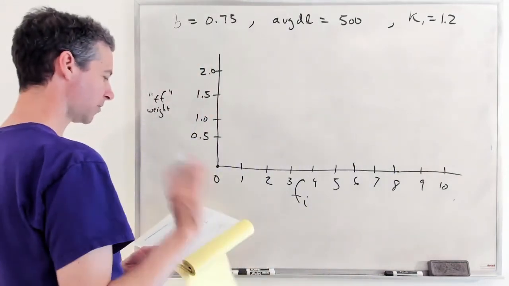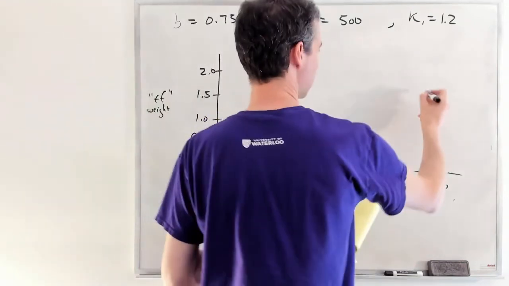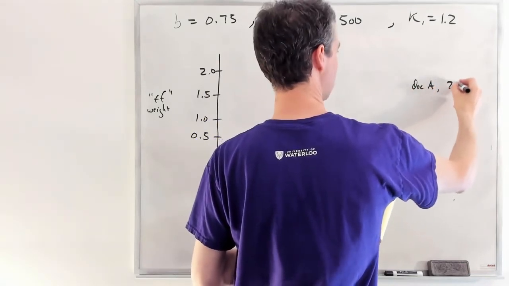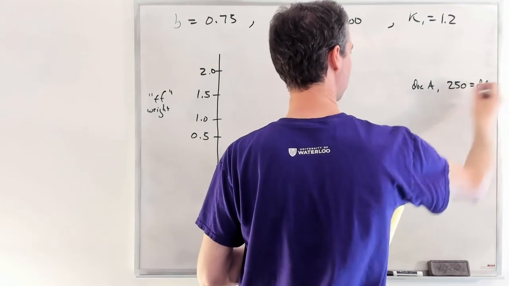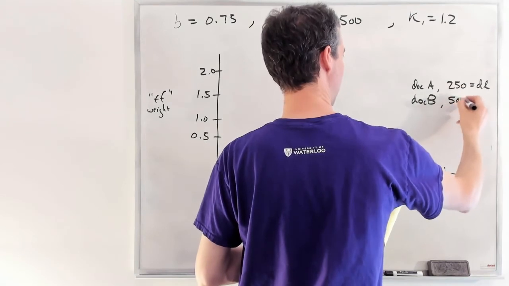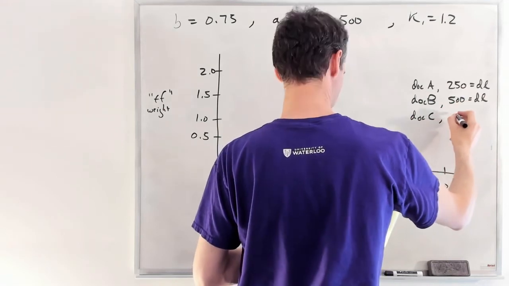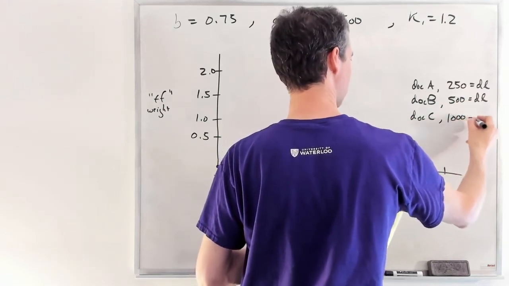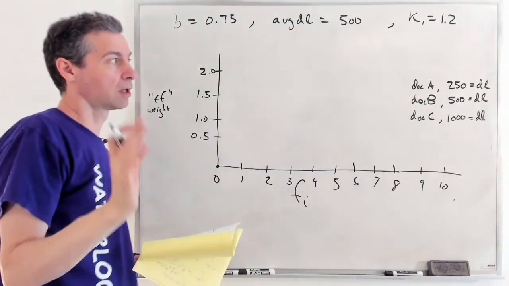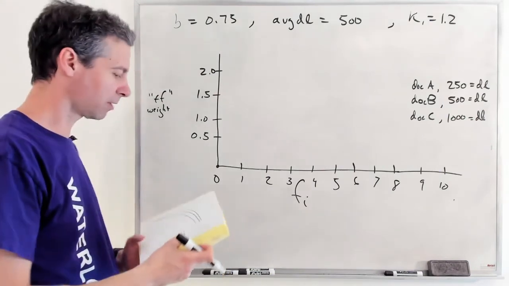Now let's look at 3 different document lengths. Say we have doc A, which has 250 as its document length. Document B is an average document, with 500 words. And document C, which we'll set at 1,000 words long. So we go from a document half the average length, to the average length, to something twice the average length.